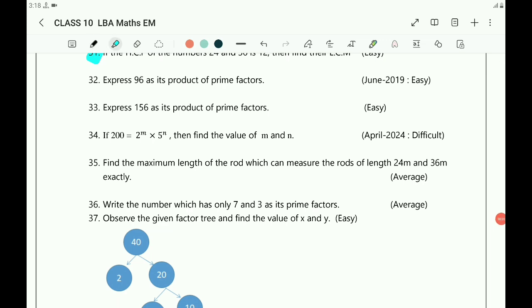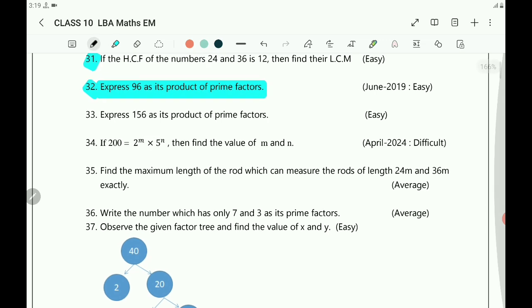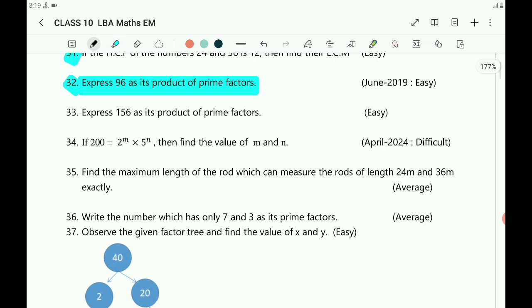Then you take question number 32. Express 96 as a product of prime factors. So again we have to factorize it. Write 96. First prime number is 2. Divide it by 2. You know that it is an even number as the unit digit is 6, so it is divisible by 2. 9 is not in the table of 2. Its previous number 8 is there. 2 4s are 8. 1 6 means 16. 2 8s are 16.